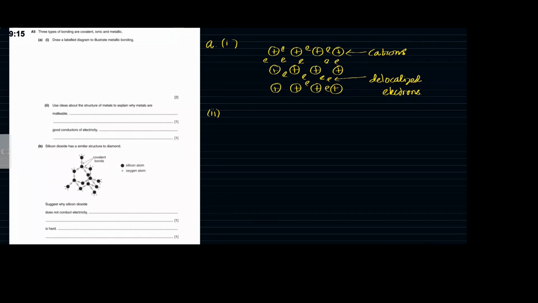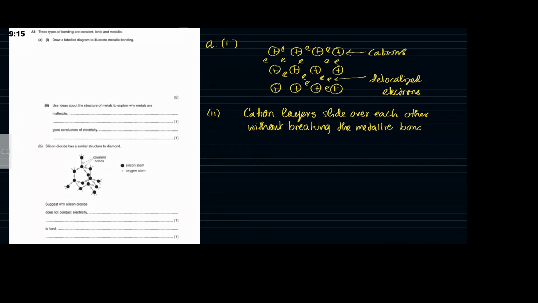Use ideas about the structure of metals to explain why metals are malleable: because the cation layers slide over each other without breaking the metallic bonds.